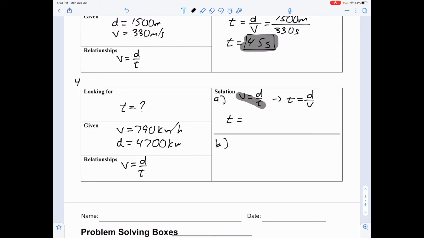Time is equal to 4,700 kilometers divided by 790 kilometers per hour. And that gets you about 5.95 hours, almost 6 hours.